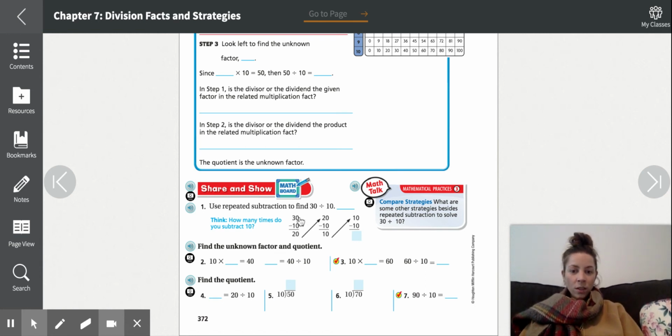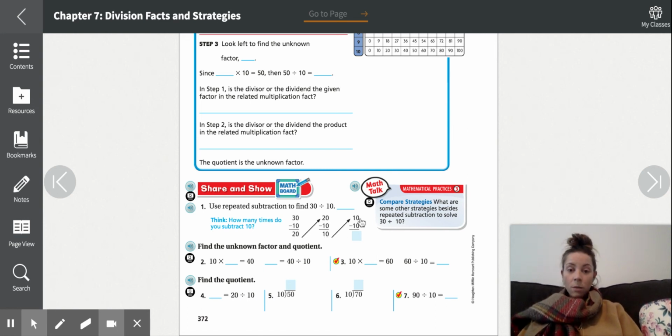I'm going to see if we can solve number one using repeated subtraction for 30 divided by 10. So I start with the total, 30, and this divided by 10 means I'm going to take away 10 each time. I'm taking away groups of 10. So I'm starting with 30. I take away my first 10. 30 minus 10 is 20. Now I bring the 20 up, take away another 10, 20 minus 10. Now I have 10 left over.